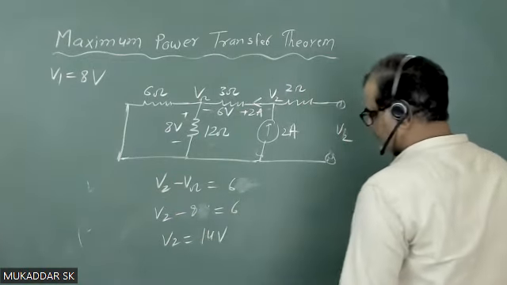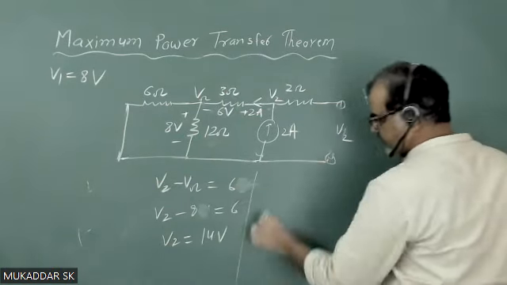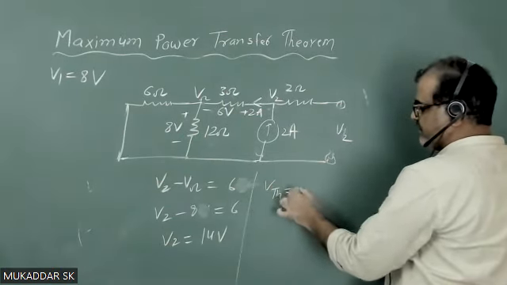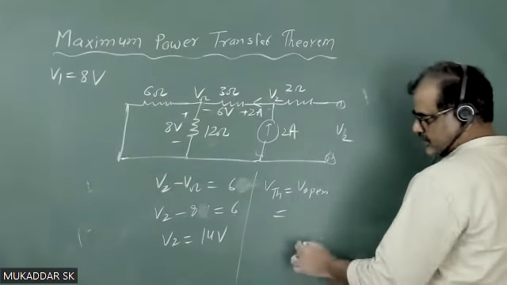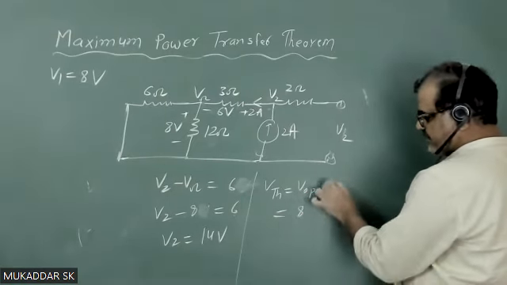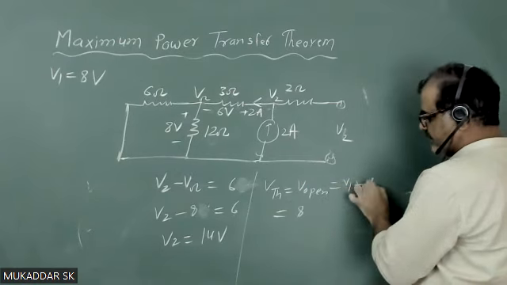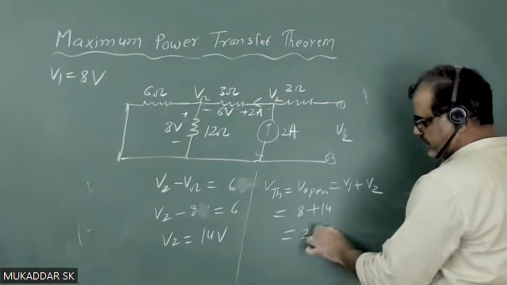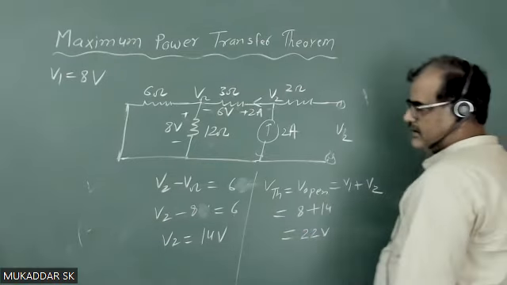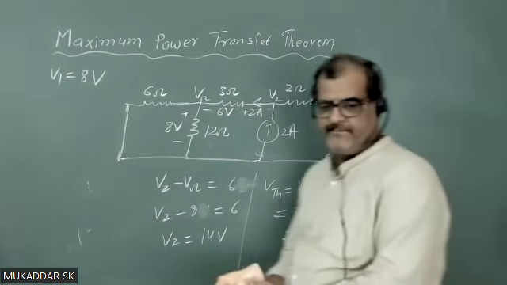Now if I calculate the total V open, that is equal to V Thevenin. So V Thevenin equals V open, which equals V1 plus V2, 8 plus 14 volts, equal to 22 volts. So this is the value of V Thevenin.